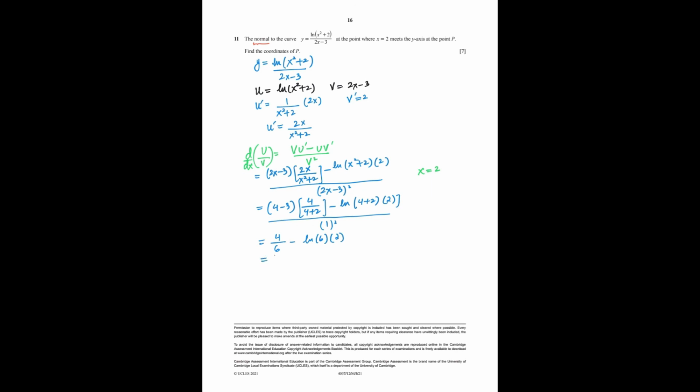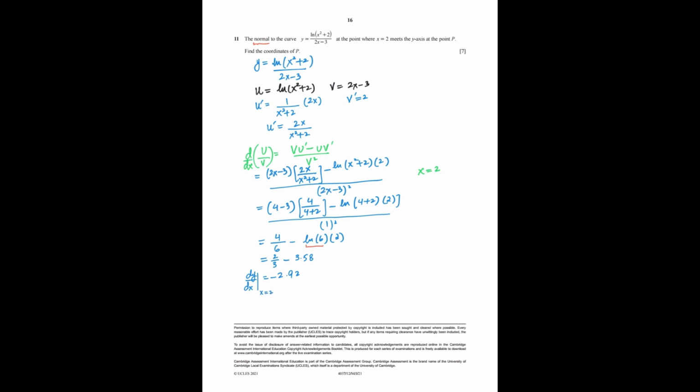4 upon 6, it's 2 divided by 3 minus. Now here ln is only with the value of 6, so you need to find ln 6 and then multiply the value by 2. So you will get 3.58. Alright. So when you subtract 2 divided by 3 minus 3.58, you will get minus 2.92. That is your dy over dx at the value of x equals to 2.